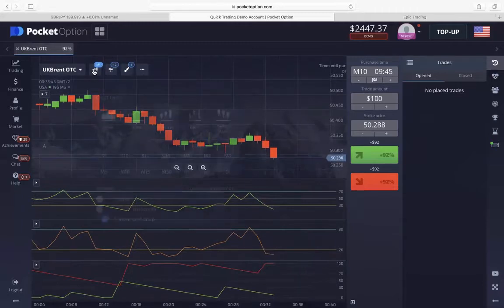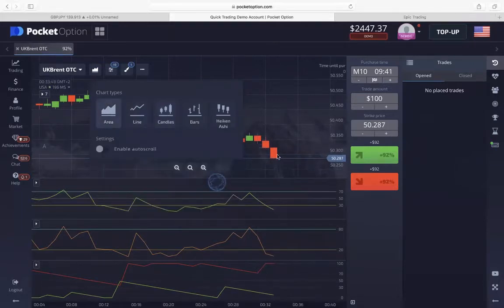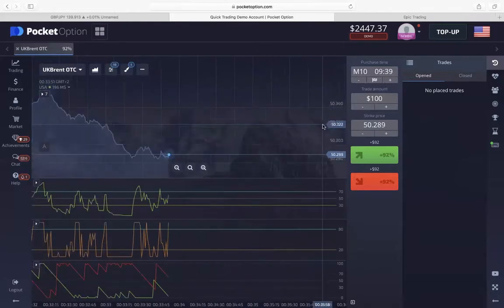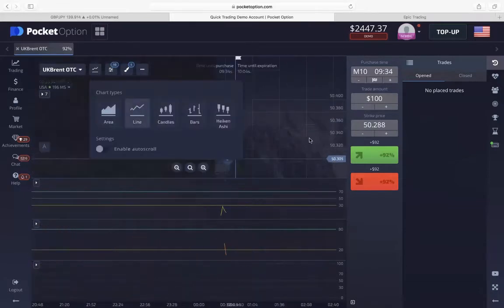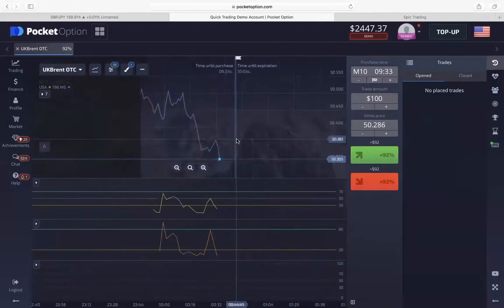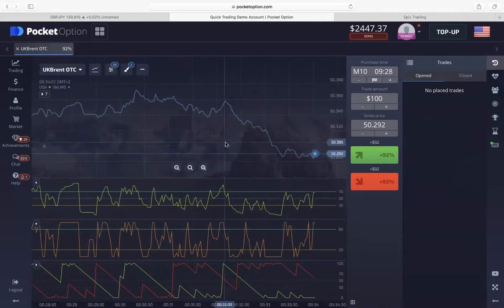And this is your candles, your chart type. So, you know, this is area chart where it's just gonna do that whole thing. Line chart, you can trade with the line chart. Just make sure you zoom all the way out first, because, you know, look at how far I can zoom in.